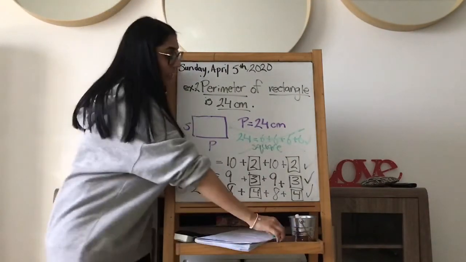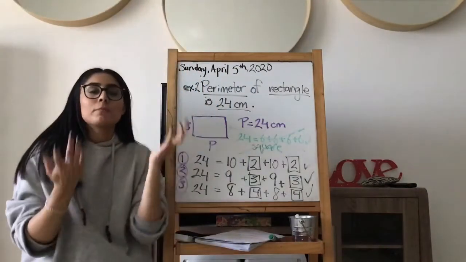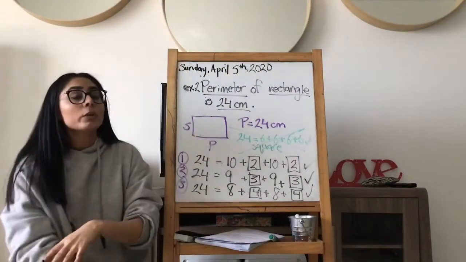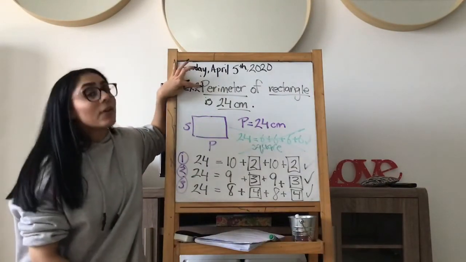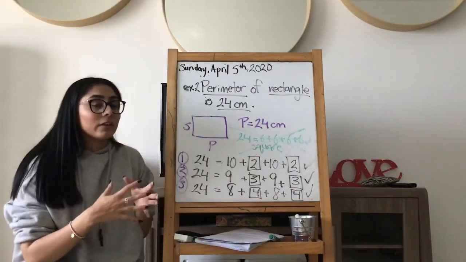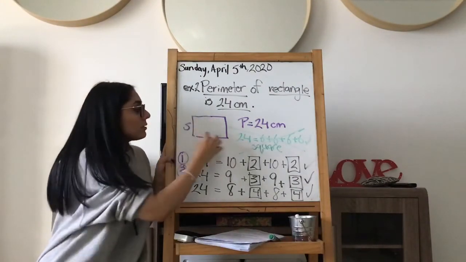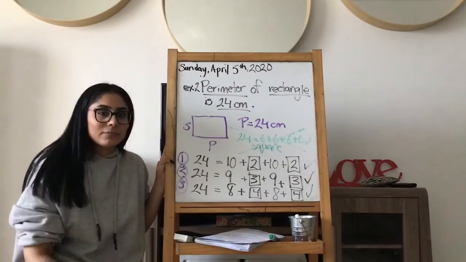Okay, that's it for today. I'm going to post some practice questions in our Edmodo folder. Tomorrow, we're going to do the same thing, but when you're given the area of a rectangle or a shape. I'm trying to find out the length and the width when I'm given the area, okay? Just a little heads up for tomorrow.